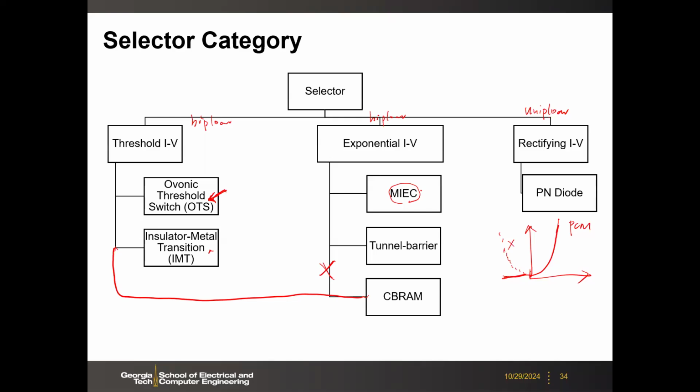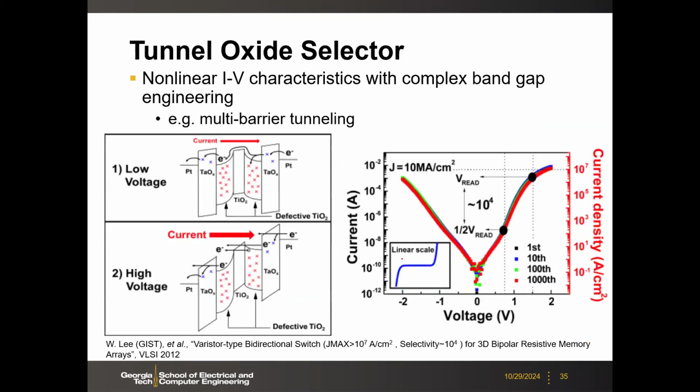I'll talk about that. And then for the exponential IV, IBM spent quite a few years developing this mixed ionic electronic conduction, where the mechanism is kind of tricky. I never understood because they never published the details. But anyway, they provide the IV, and it's like exponential IV. And also you can use some tunneling mechanism to get the tunnel current, which is exponential. So we'll talk about some of those in the next few slides.